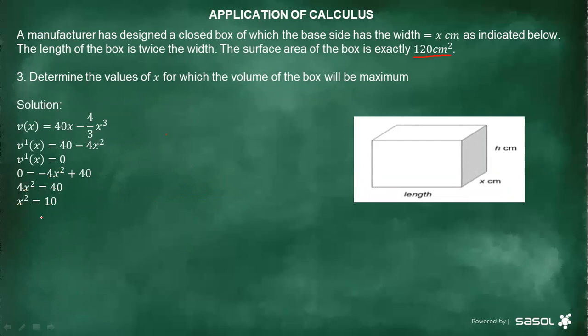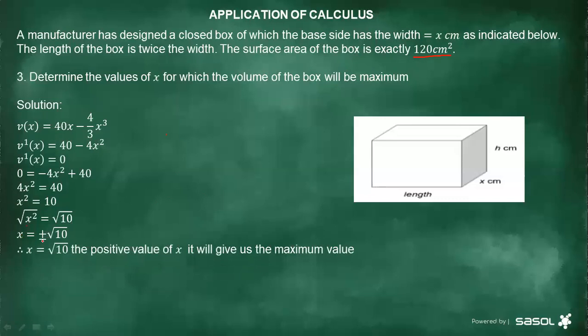Now, because we need x, we put the square root on this side, so we have plus or minus, and therefore the answer is the square root of 10. The positive value would give us the maximum. Remember, this is a cubic, and the coefficient of x cubed is negative, in this case negative 4 over 3. So this is going to be the shape of that cubic. If you draw a Cartesian plane like this, this gives us the minimum and this gives us the maximum. And surely these are negative square root of 10 and positive square root of 10.